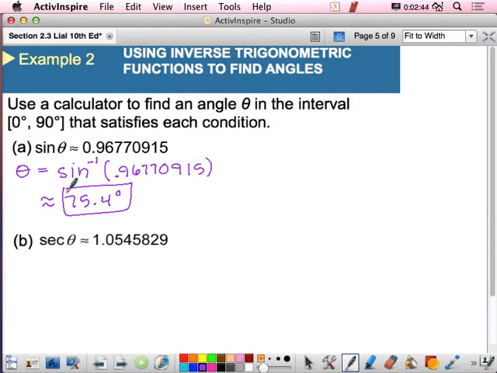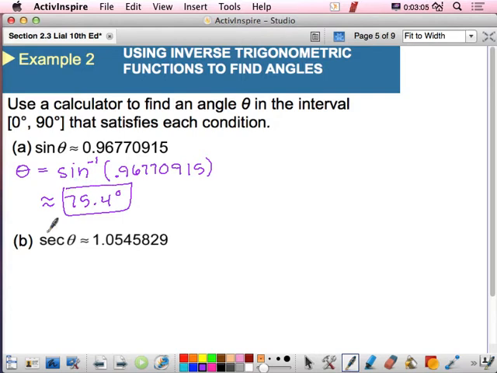The problem becomes what do we do when we're given secant, cosecant, and cotangent? When you're looking for an angle, it's not the same as when you're looking for the trig function value. You don't just type in 1 over second cosine. So there's a whole other thought process that has to go into this. Let's see if we can talk through it.